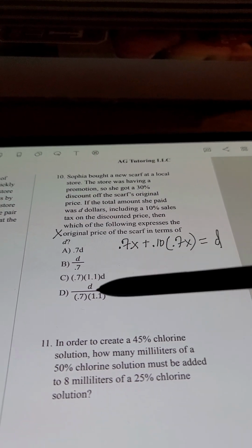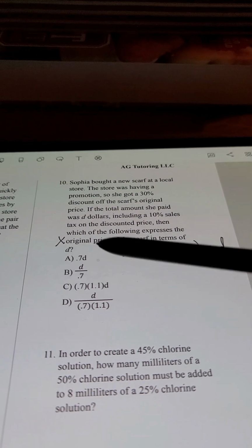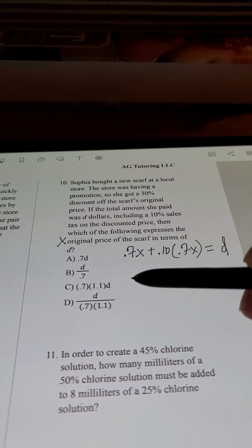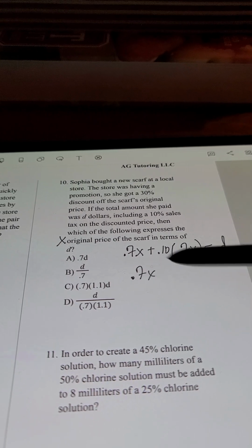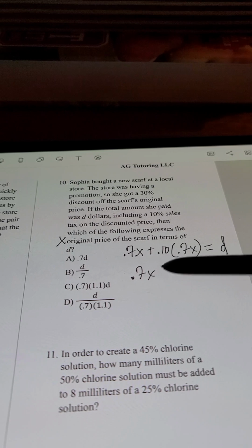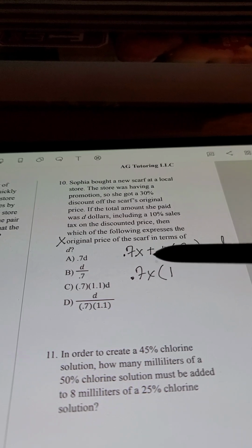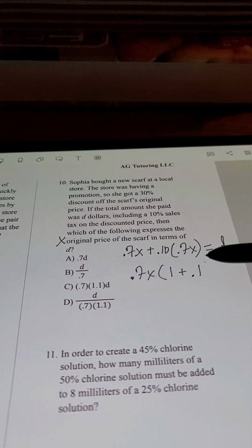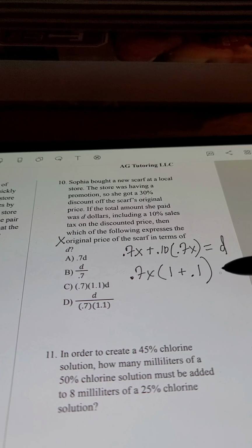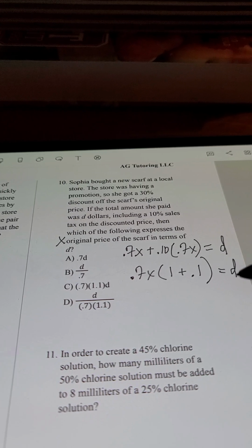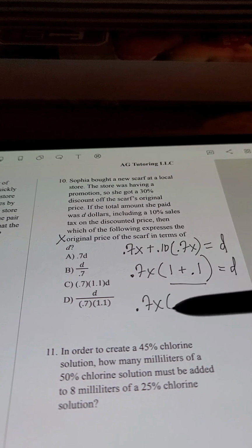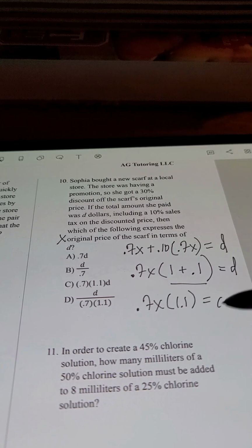Now you'll notice that you see 1.1s in here. So you can look at the answer choices to help you and say, oh, they probably factored out the 0.7x, because there's a 0.7x here and 0.7x here, and left a 1 in this place and then a 0.1 in this place, or 0.10, same exact thing. And then that was equal to D. So when you simplify this, you get 1.1. So it's 0.7x times 1.1 is equal to D.